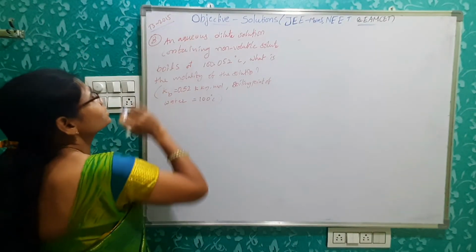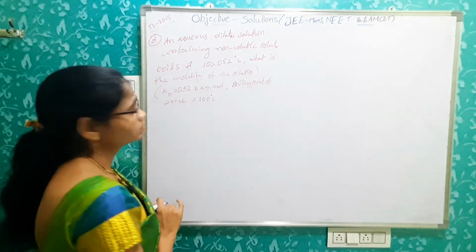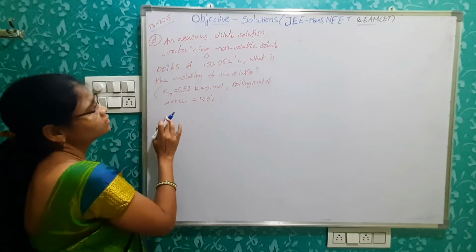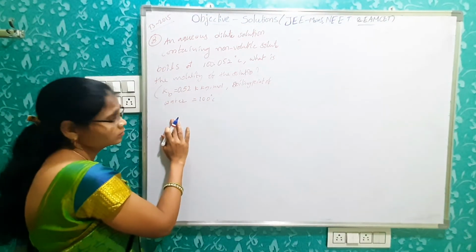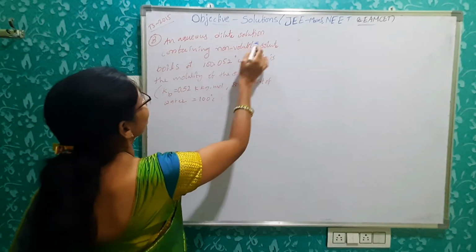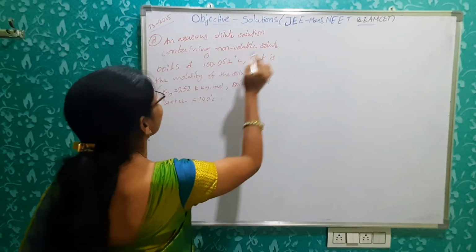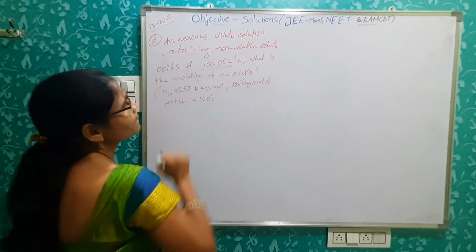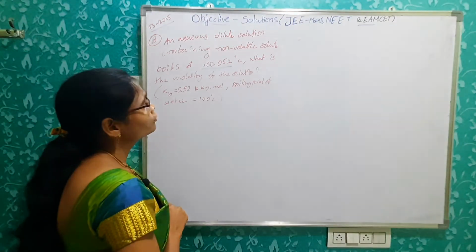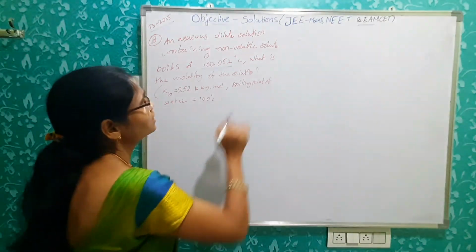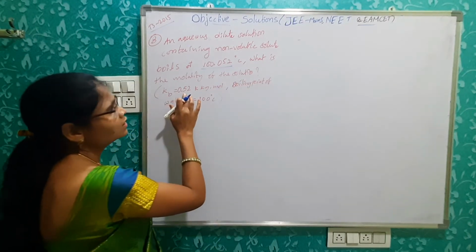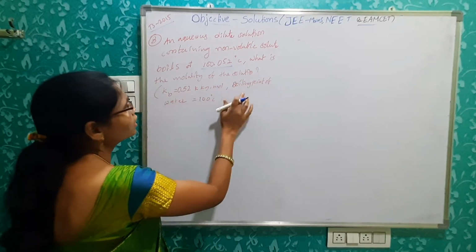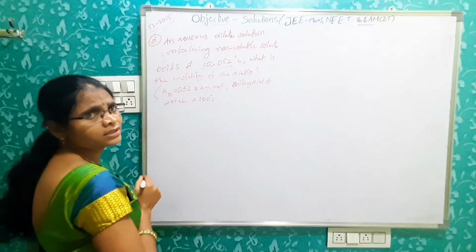This is also a previous NEET 2015 question. This is a very simple problem. You have to do it; I will give you a hint. So listen to me. An aqueous dilute solution containing a non-volatile solute boils at 100.052 degrees Celsius. What is the molality of the solution? Kb for solution 0.52, boiling point of water 100 degrees Celsius.